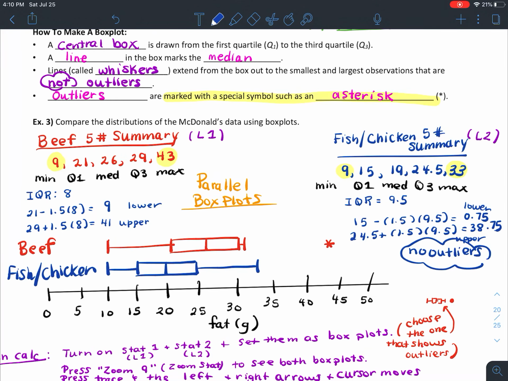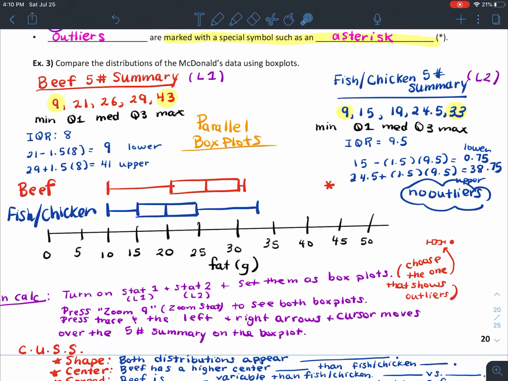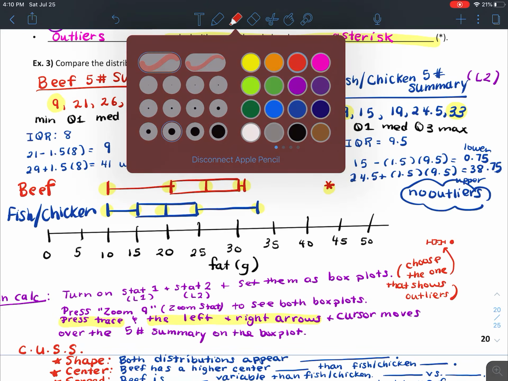This is the exact same thing that I would see on my calculator. Now here's the thing on the calculator that I made a note of down here. Once you have these pictured on your calculator, if you tap the trace button and then hit the left and right arrows, your cursor will jump to each of those sections in the 5-number summary. And if you hit the down arrow and then hit left and right, it'll jump and it'll tell you at the bottom of the screen what each of those values are, which is really nice.